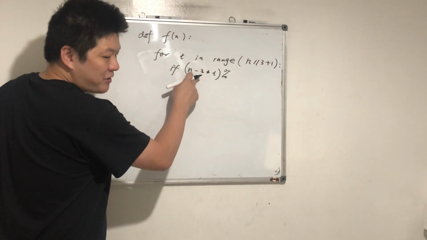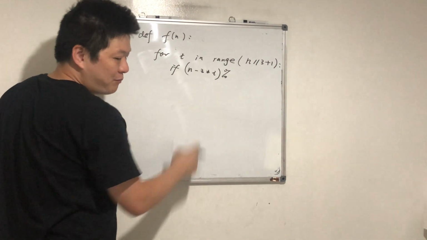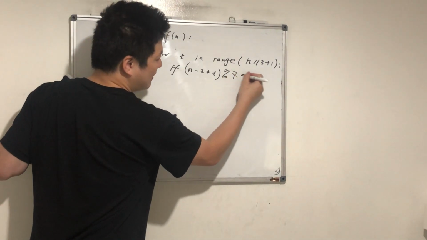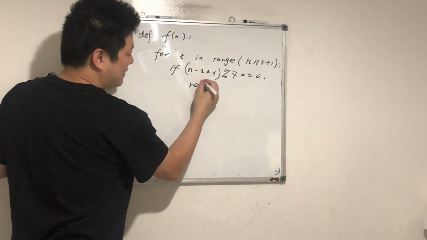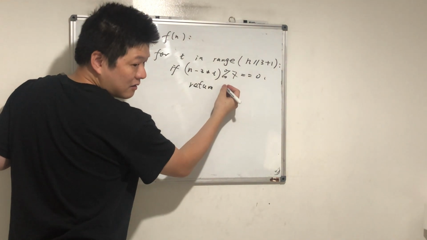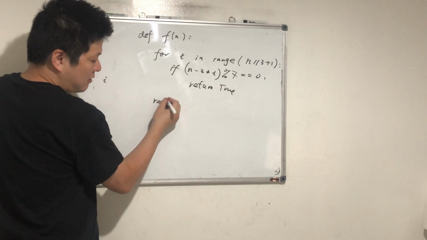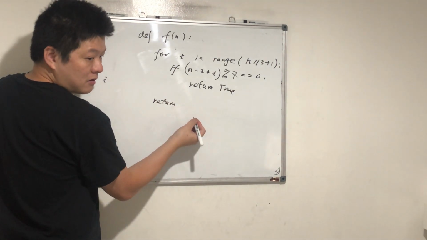i is the multiple of 3. If n minus 3 times i, we can modulo by what? 7. 7, yeah. Then return true. Otherwise, return false.